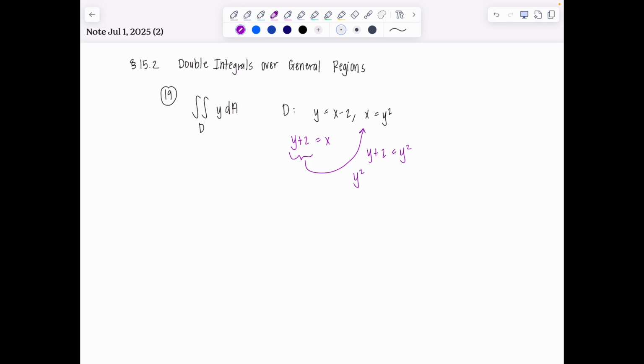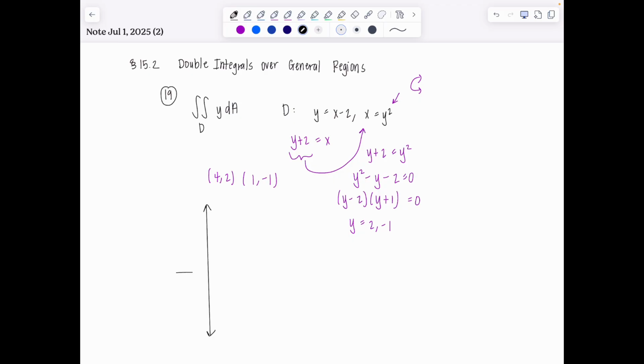Okay. So y squared minus y minus 2 is 0. So then we get y minus 2 times y plus 1 is 0. So y equals 2 or negative 1. And then x is going to be y plus 2. So they're going to intersect at (4, 2) and (1, -1). Very good. So we've got a line, and then this is a parabola opening to the right.